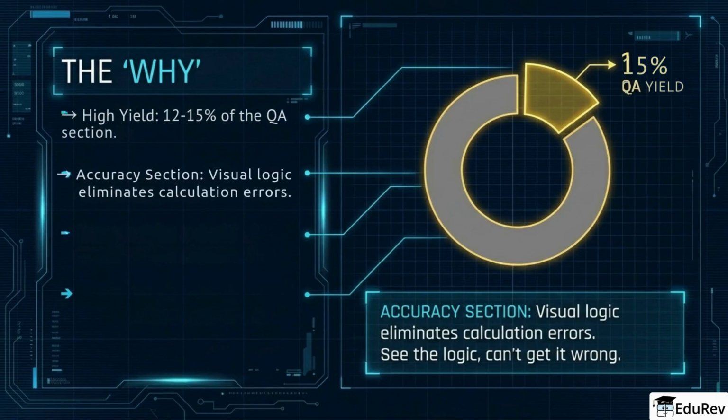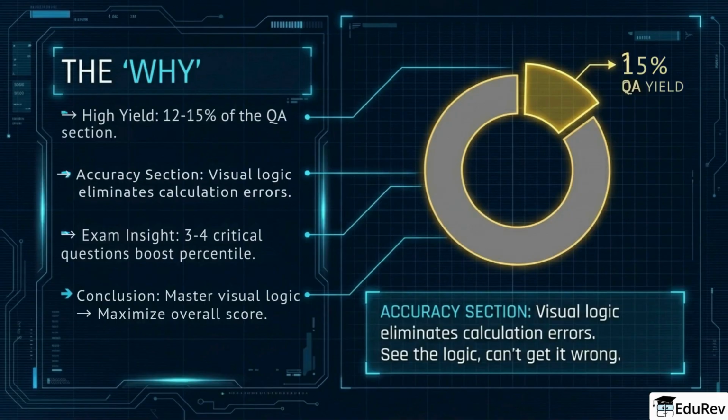Visual logic often removes calculation errors, and that is a huge advantage in a timed exam. Even 3 or 4 correct questions from this area can make a real difference to your percentile. So this is a scoring topic disguised as a geometry topic. The big lesson here is that the student who sees structure will usually beat the student who only chases formulas.